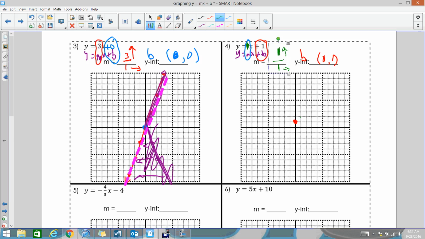So up 1, right 1, up 1, right 1, and keep going. Oh my goodness, look at how many points there are. I want every single point.